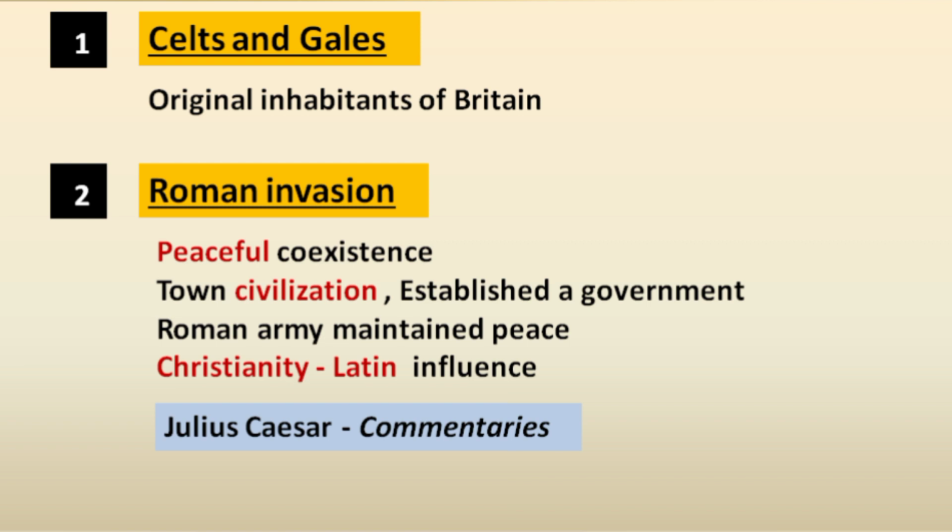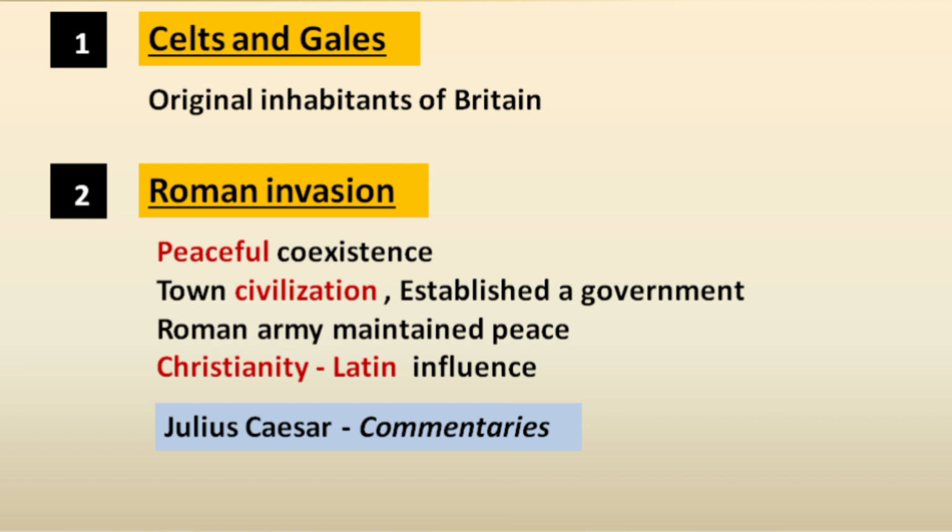Now, when Romans came to Britain, they had a peaceful coexistence with the Celts and the Gaels. The Celts and the Gaels were not made to run away or move away from their own land. So, Roman invasion was very peaceful in one sense. And they brought the town civilization. Earlier, the Celts and the Gaels were thought to be very savage, barbarians without any civilization. When Romans came, they brought civilization along with them. They established a government and they also had an army to maintain peace.